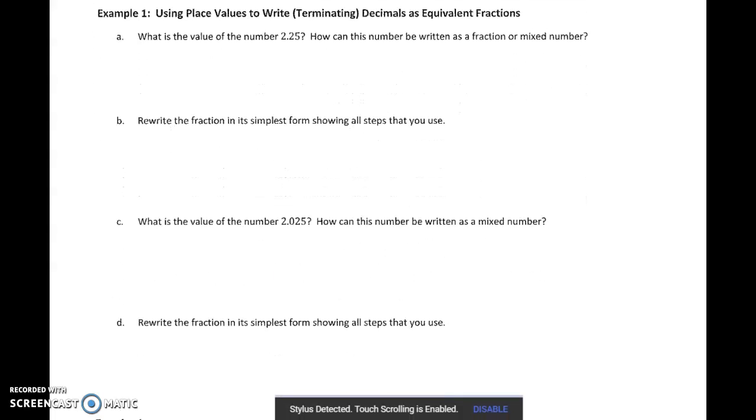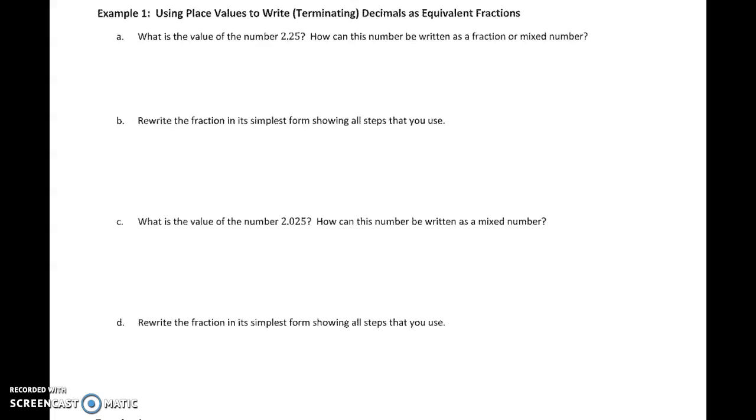All right, so it says using place values to write terminating decimals as equivalent fractions. Terminating means it ends. It's not repeating. It doesn't go on forever. It terminates. It ends. So what is the value of the number 2.25? How can this number be written as a fraction or mixed number?